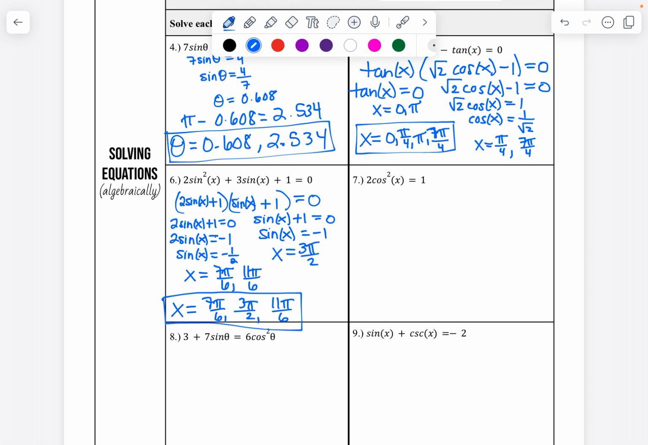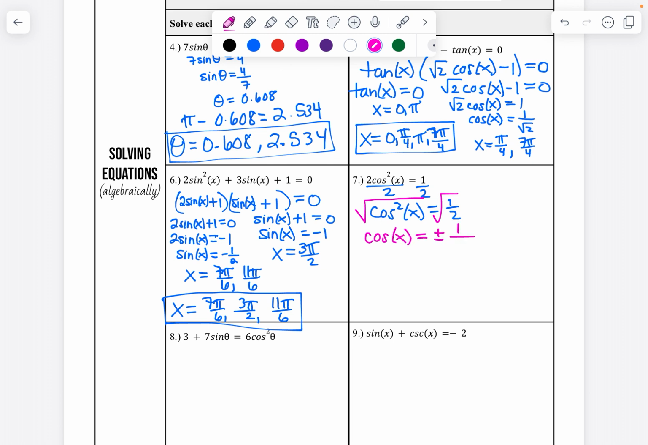All right, number 7. So first thing we'll do is just divide by the 2. We don't need to factor here. We can solve this one with square roots since it's just a quadratic term equaling a constant. So we'll get that quadratic term by itself. And then to undo the squaring, we take the square root. Remember that anytime we take a square root, we've got to put down plus or minus.